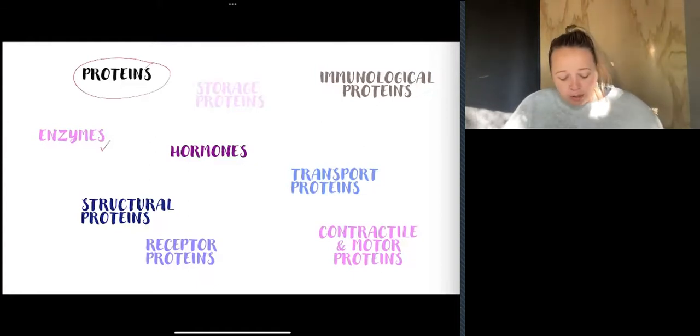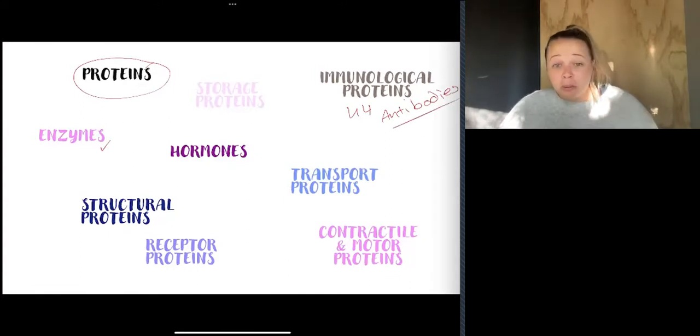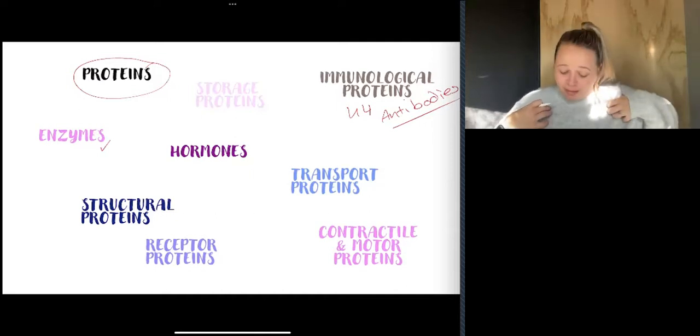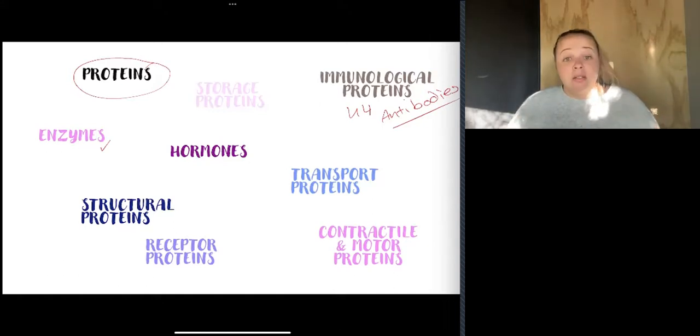So we've got these things called enzymes that we're going to come back and look at soon. We've got storage proteins. We've got immunological proteins. These ones are really, really important in Unit 4. You've probably heard a bit about them. Antibodies are immunological proteins. We've got transport proteins. You've already met them. They're the ones that are inside your cell membrane. You've got contractile and motor proteins. These are the ones that you might think of as muscles. We've got receptor proteins, structural proteins, and hormones as well.